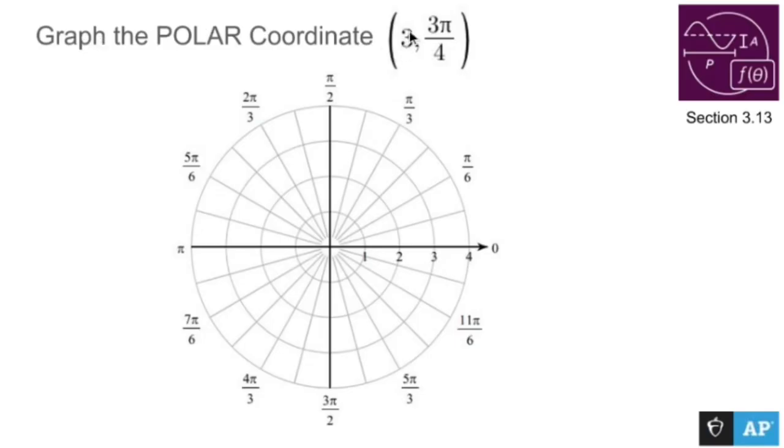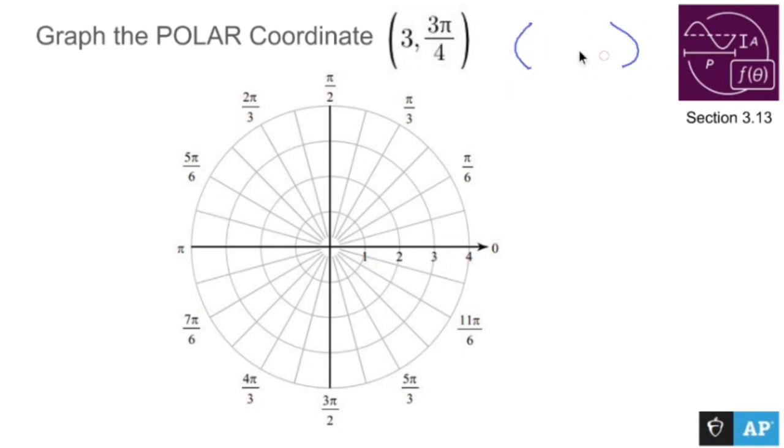Graph the polar coordinate 3 and then 3 pi over 4. Now, we're used to seeing what's called a rectangular coordinate, where when we see two numbers, we think, oh, well, let's go right 3 and then go up whatever 3 pi over 4 is. No, no, no, no, no. This is a polar coordinate.